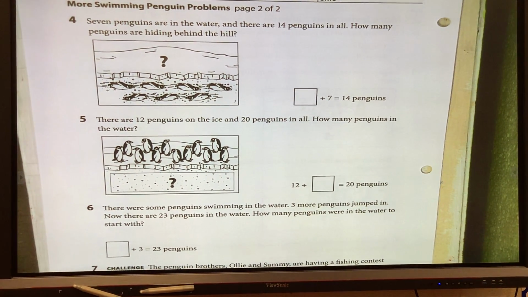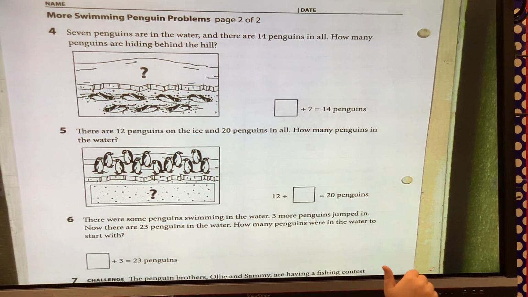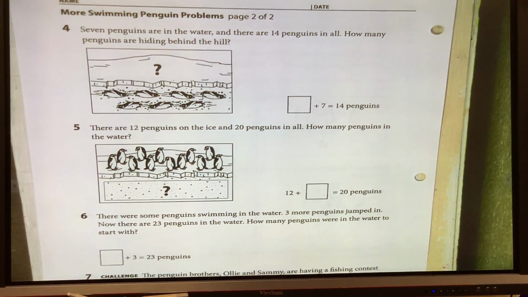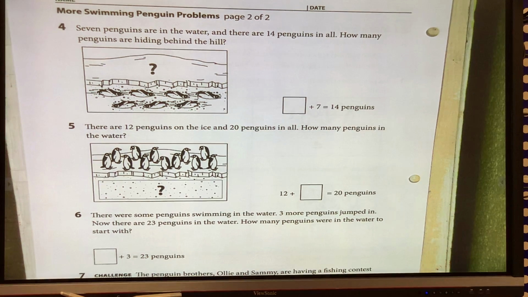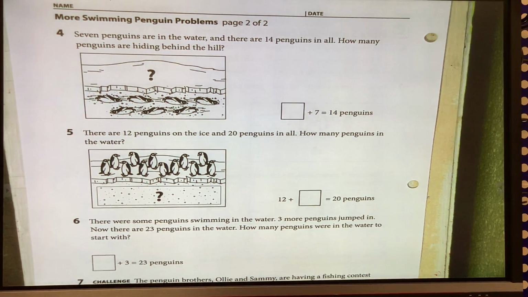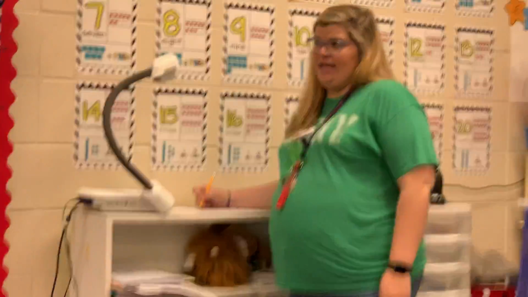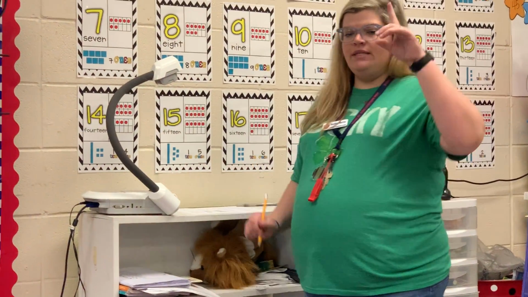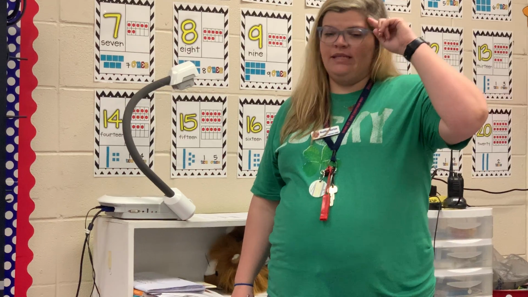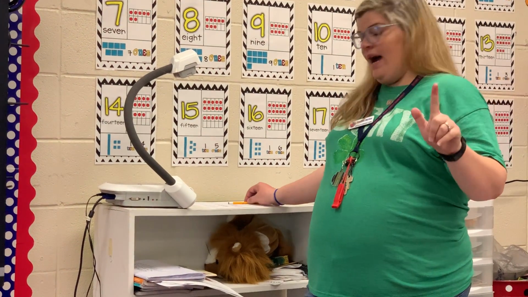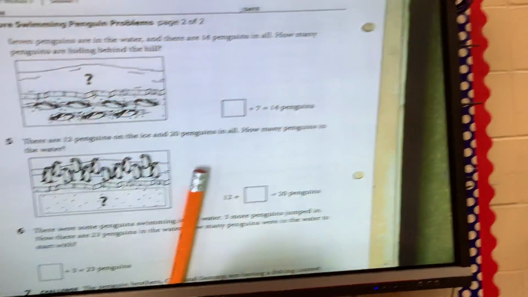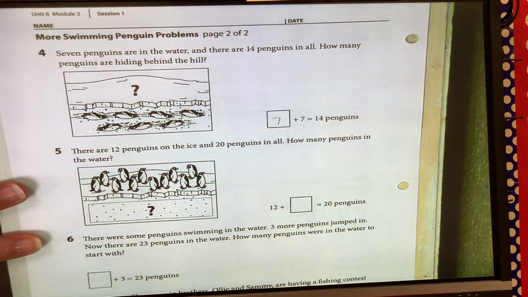When I snap my fingers, I want you to tell me your answer. 7. Sounds like y'all all had the same answer, 7. Okay, let's see if that's right. So if we have 7 that we see and we're missing some, we're going to put 7 in our brain and count on. 7, 8, 9, 10, 11, 12, 13, 14. Did we count to 7? Yes, we did. Y'all are exactly right. Give your smart brain a kiss.